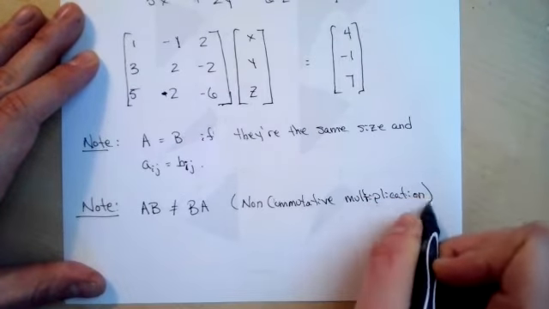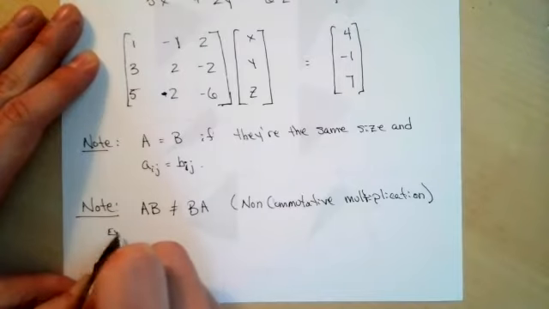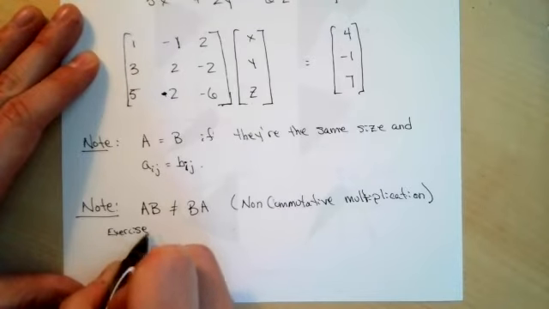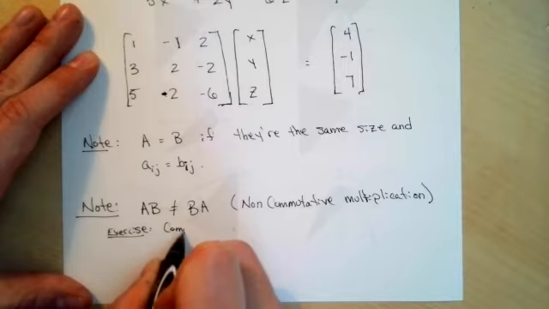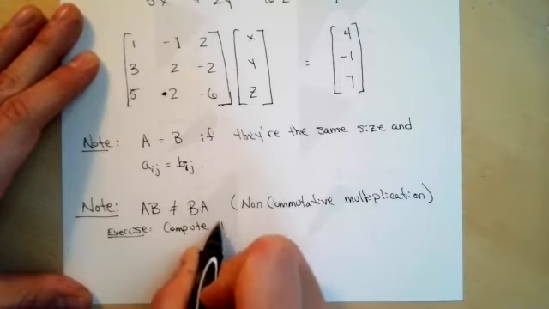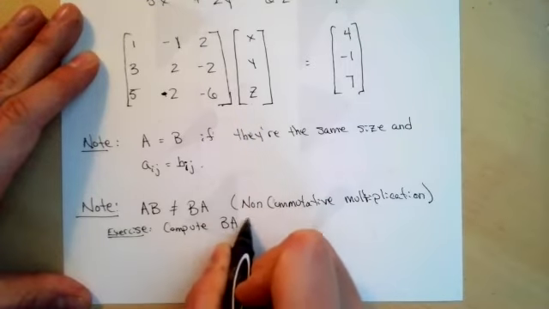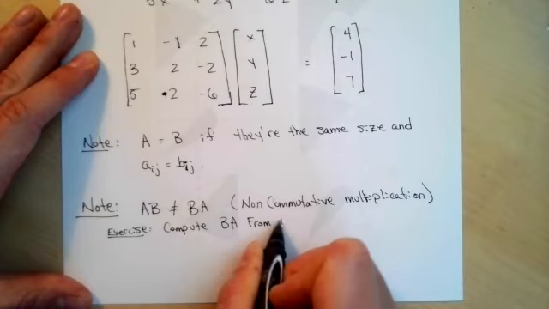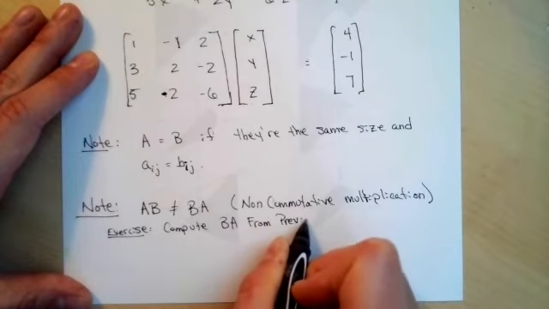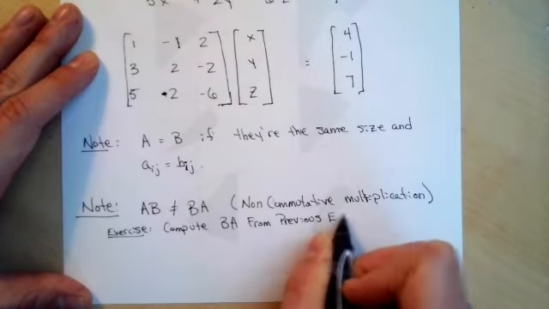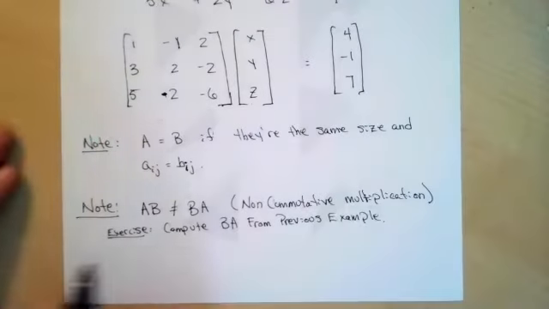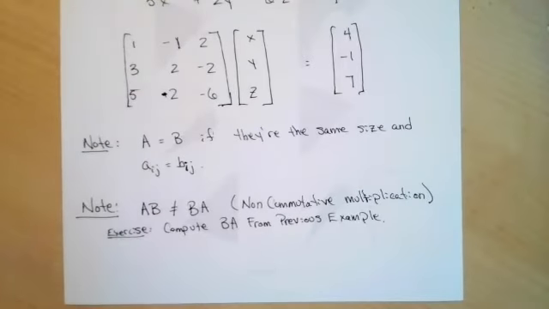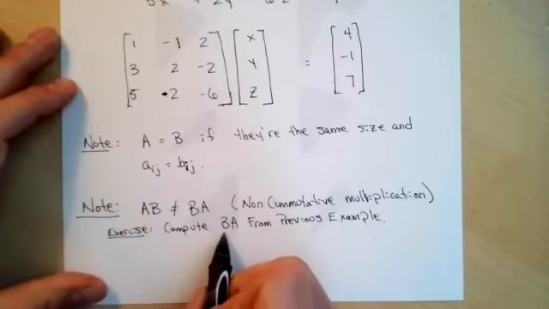Multiplication. And as an exercise, compute B times A from the previous example. Even without doing the multiplication, I know it's going to be different. And why do I know it's going to be different?